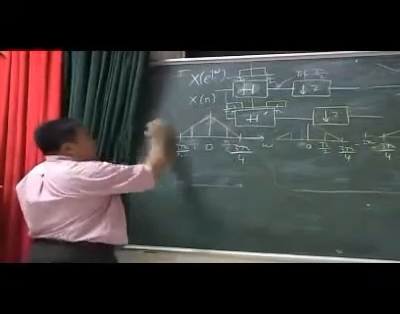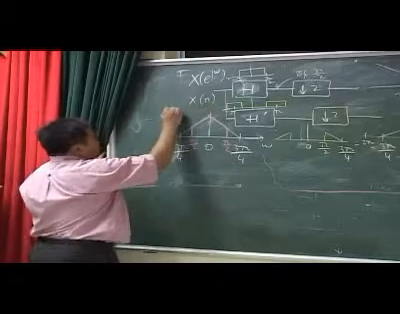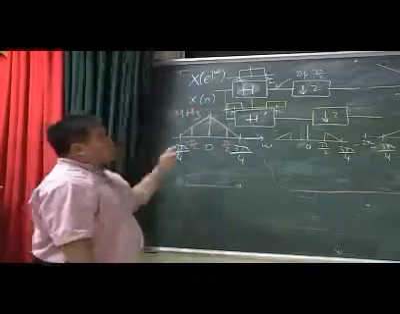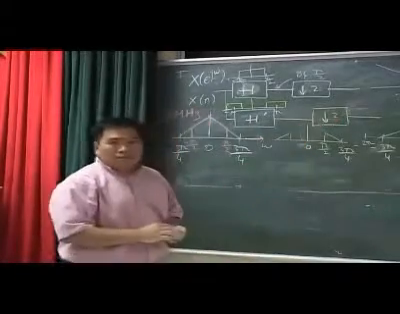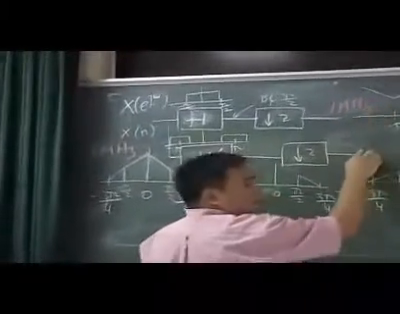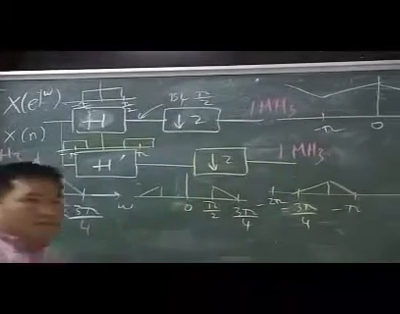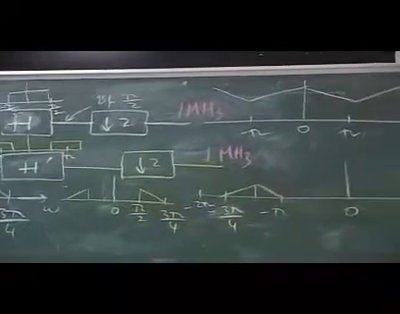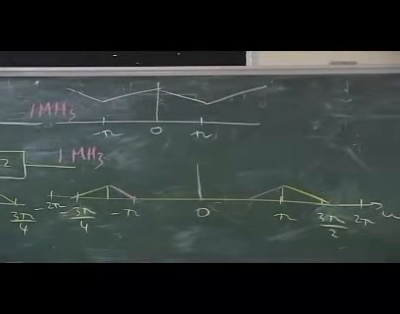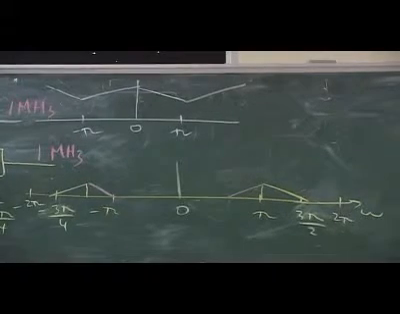If my sampling frequency here is, suppose, 1 megahertz, let's say 2 megahertz. What is the resulting rate here? 1 megahertz. And here? 1 megahertz. So that's good, right? We are changing the rate now. We are decomposing a 2 megahertz signal, a high bandwidth signal, into 1 megahertz signals, which is fine.